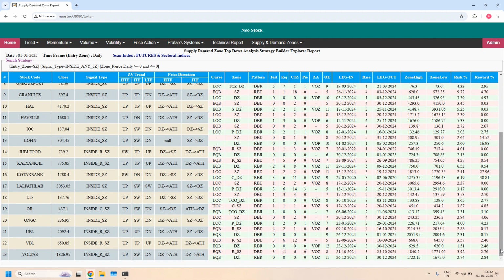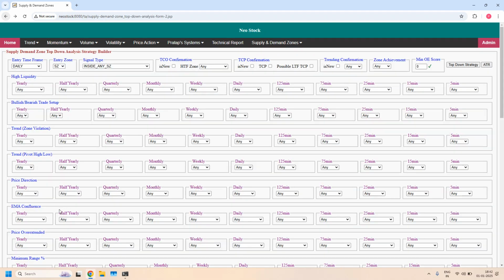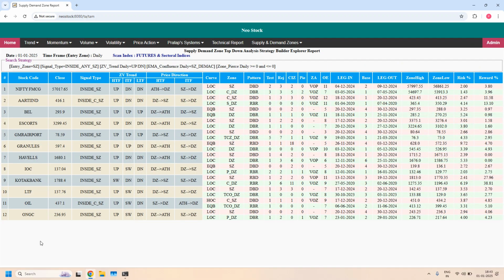We can further filter this list by setting the high probability parameter EMA confluence: daily supply zone having daily EMA confluence. So in the EMA confluence parameter at daily time frame, I am selecting the filter daily supply zone having daily EMA confluence. And in the EMA confluence, trend should not be sideways on daily time frame. It can be up or down. So let me filter the stocks. We got 12 stocks. Currently, these 12 stocks are having daily EMA confluence, and current price closed inside the daily supply zone.